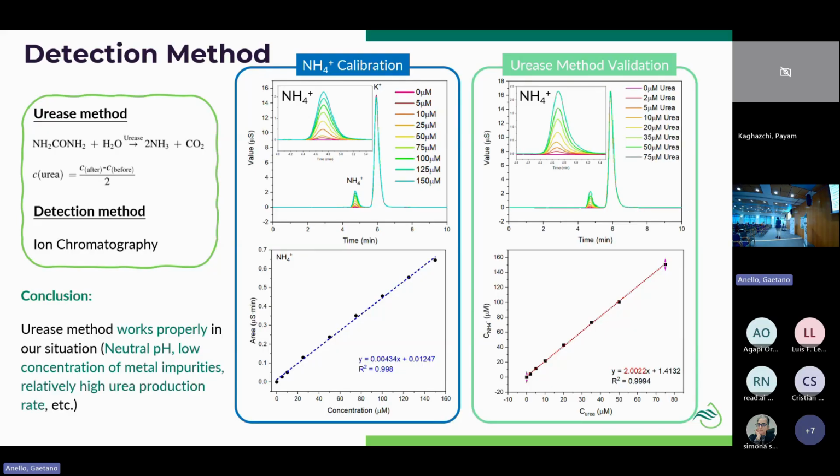We use the urease method, where you have this enzyme urease that decomposes urea into CO2 and ammonia, and then we use ion chromatography to measure the ammonium in the electrolyte. You can see our method works quite properly, so we get quite stable, quite straight calibration lines, both in just pure water and in our actual electrolyte. So we're quite confident that we can nicely measure the amount of urea that we produce.